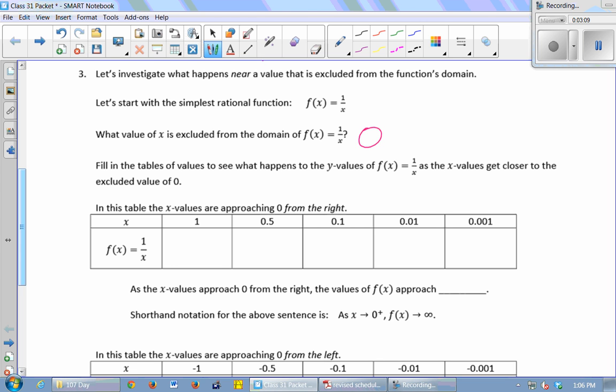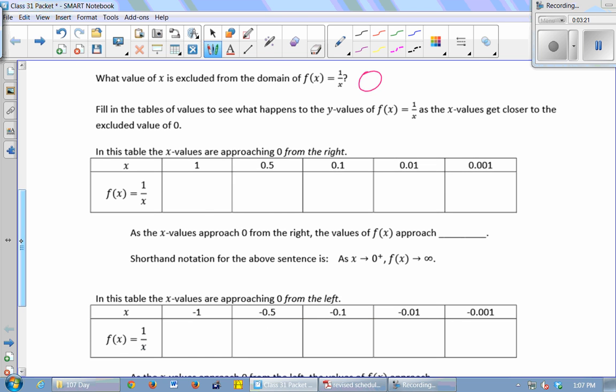All right, I want to fill in this table of values to see what happens to the y values of f of x equals 1 over x as the x values get closer to this excluded value of 0. So I'm starting at 1, like that's kind of close to 0, right? 1 integer away. So if x is 1, what is f of x? 1 over 1 would be 1. And if x is a half, what's 1 divided by a half?